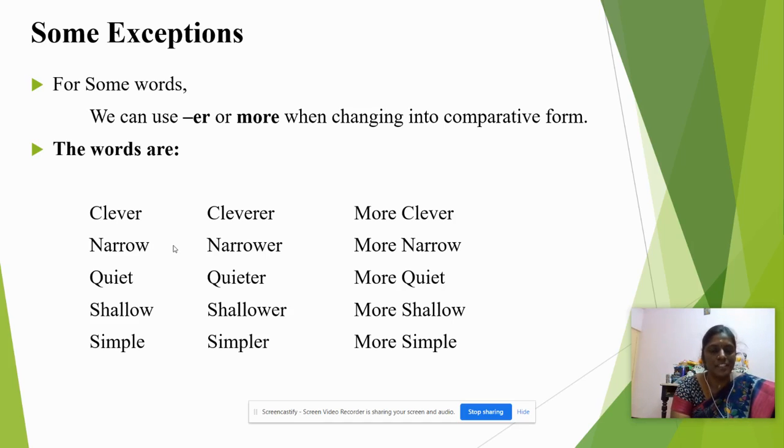So in this video we learned five rules. Let's sum up the five rules. First rule: we add ER for comparative and EST for superlative. Second rule: for words with more than two syllables, we use more for comparative and most for superlative. The third one is doubling the consonant. The last consonant should be doubled: thin, thinner. Fourth rule: Y is changed into I. Pretty, prettier. The last rule is irregular forms, totally different: good, better, best. And also we learned some exceptions.